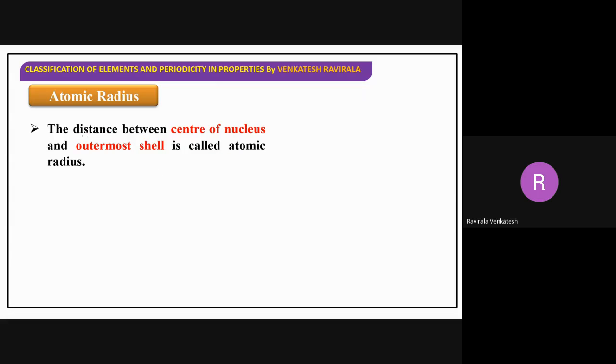Okay, thank you. The distance between the center of the nucleus and the outermost shell of an atom is called atomic radius. I'm drawing a small diagram here, something like this. Now this red part you are observing, that is called the nucleus.